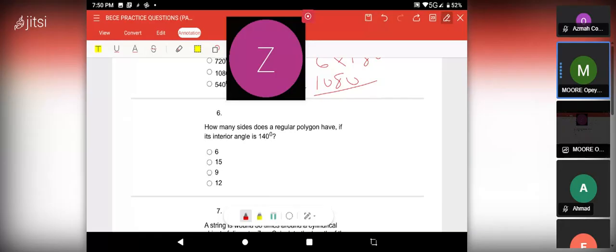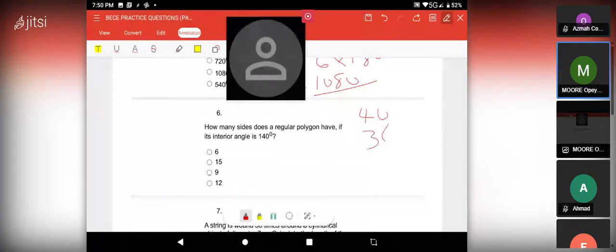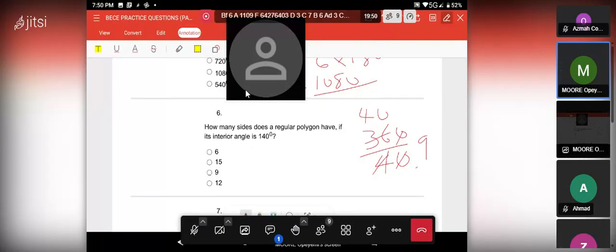So if the interior is 140, exterior is 40, and sum of exterior angle is 360. Since the exterior angle is constant, it will just be 360 divided by 40. 0 cancels out 0. 4 can go in 36 9 times. So 9.